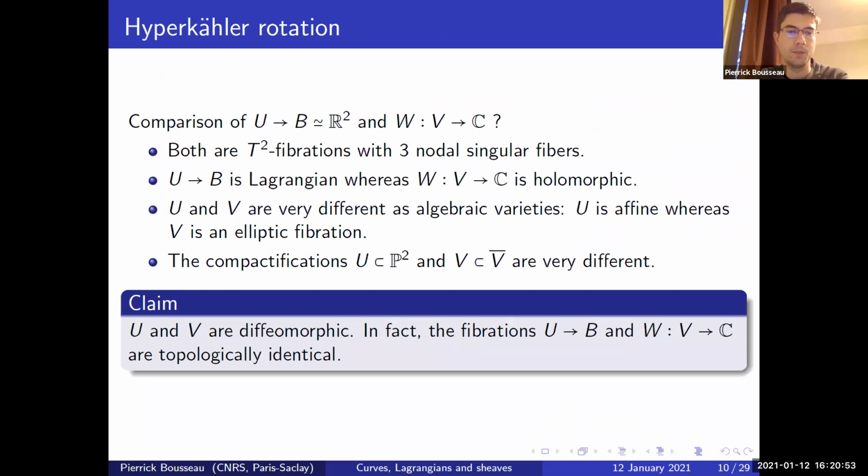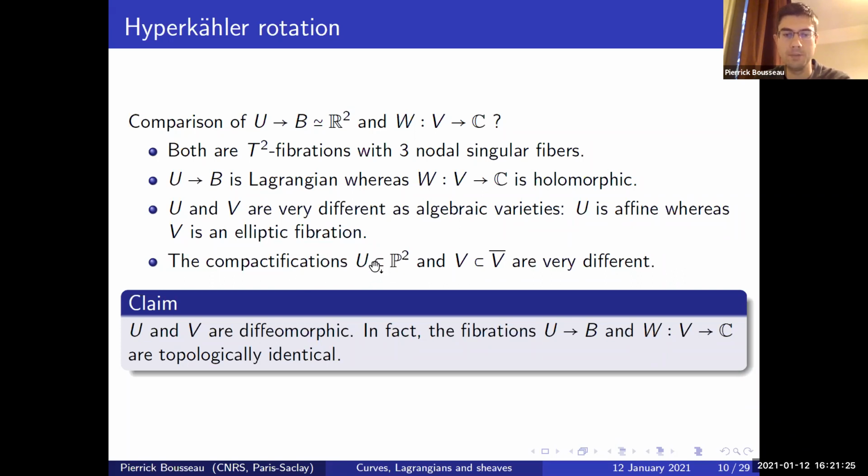Except they are different because the map from U to B is Lagrangian, whereas the map W from V to C is holomorphic, which translates into the fact that U and V are very different as algebraic varieties. U is affine, whereas V is an elliptic fibration, so it contains a lot of compact curves, which is not the case of U, compact holomorphic curves.